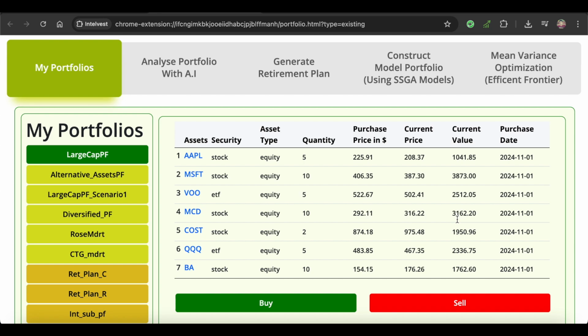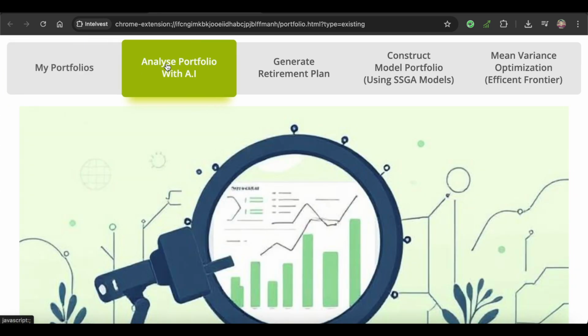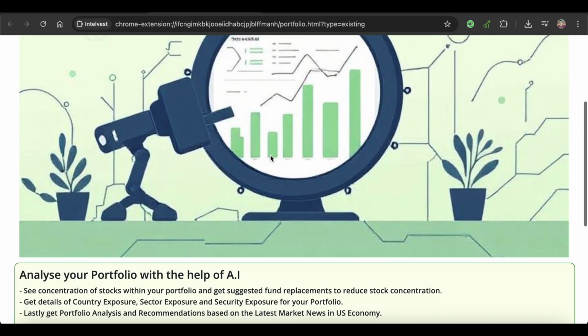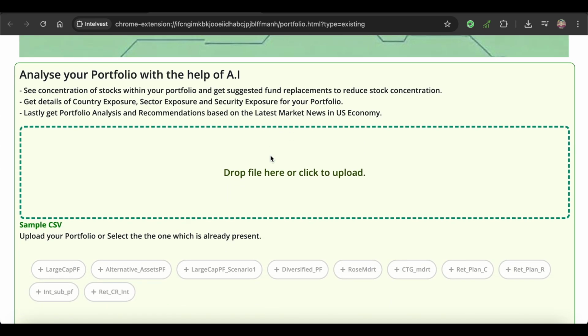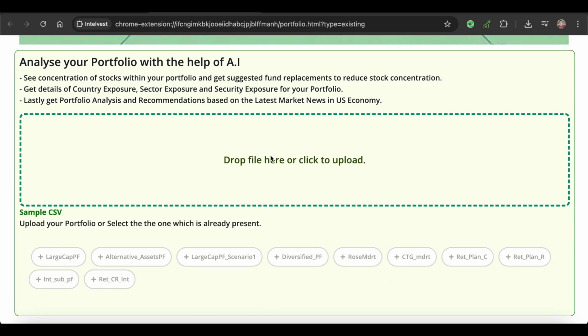In this video we will see how Intelvest can be used as a DIY tool for analyzing the portfolio by both the retail investors and the registered investment advisor. Everyone wants to see how their portfolio performs or will perform when there are certain political or economic decisions and global events that affects the market.